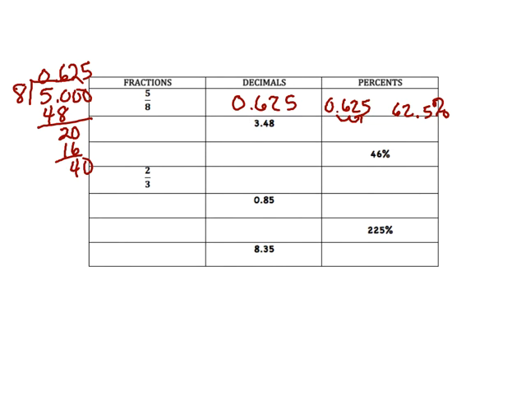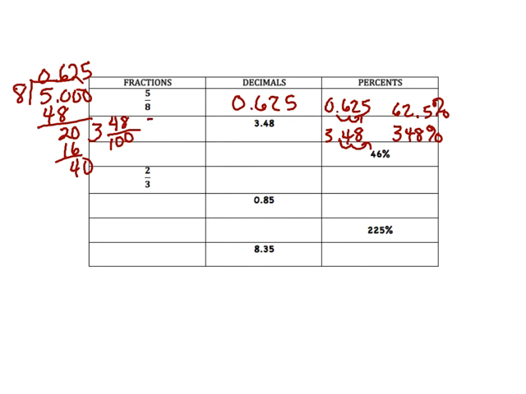Now, the second example, you are given a decimal. Well, it's quite easy to make it into a percent. You're going to move it over 2 spaces, so it's 348%. To make it into a fraction, we remember from yesterday's lesson, the 3 can be taken out of the problem to start with, and it's 48 over, you have 2 digits behind the decimal, so we're going to need 2 zeros. And then you start dividing it out.